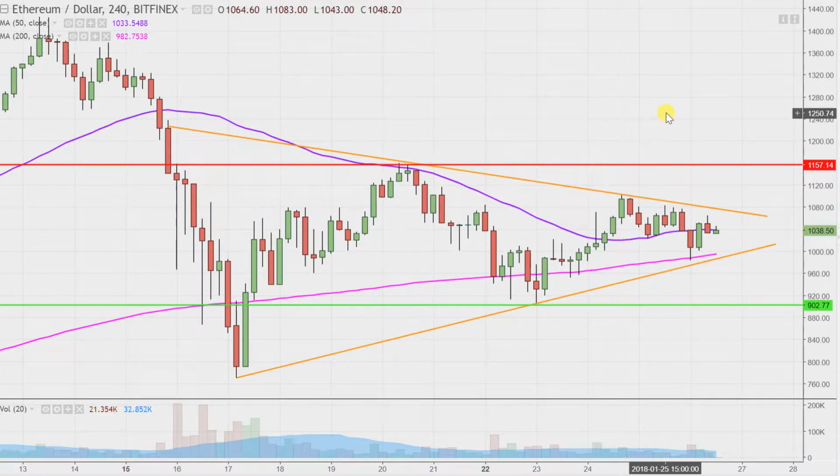So if you want to summarize this, or maybe if you're a guy and you want to impress the ladies, or you're a lady and you want to impress the fellas, just tell them, hey, look, Ethereum has a symmetrical triangle on the 4-hour chart, and they will definitely be impressed. So with that being said, we'll see what happens and see how the weekend unfolds.